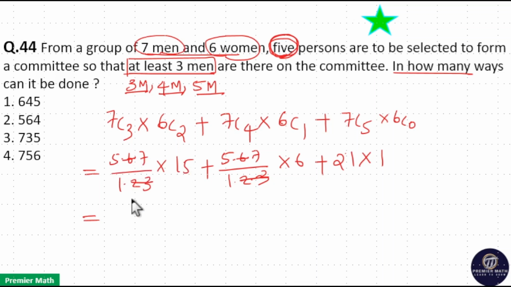5 into 7, 35. So 490 plus 35 is equal to 525. Plus here 30 into 7, 210 plus 21. Now this is equal to 500 plus 200, 700. 25 plus 10 plus 21 is equal to 56. So 756. Option 4 is your answer.